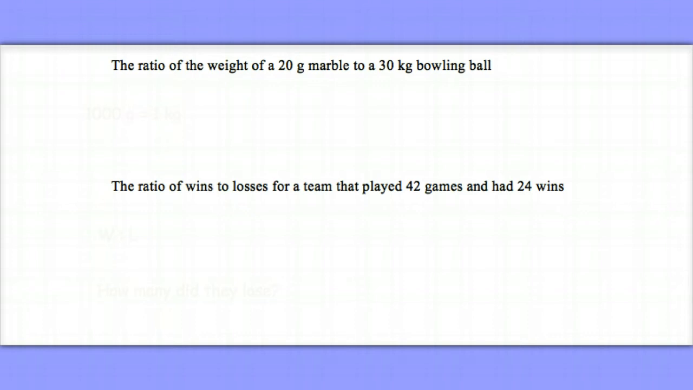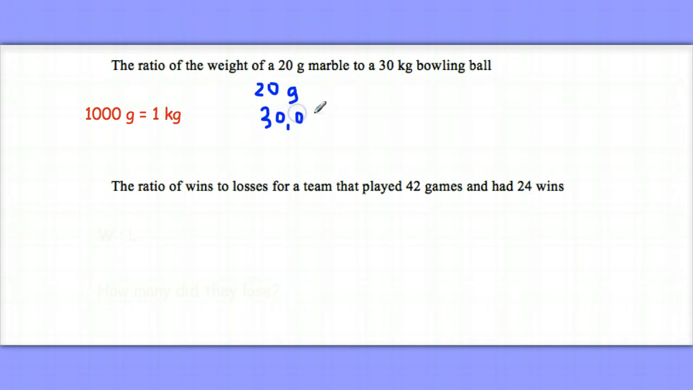Let's finish up by taking a look at two other examples here. We want to compare the weight of a marble with the weight of a bowling ball. Obviously, a bowling ball is a lot heavier than a marble. I'm going to change kilograms into grams, and I'm going to recall that there was 1,000 grams in a kilogram. So the comparison that I need to do here, if I'm going to compare the weight of the marble with the weight of the bowling ball, I need to change the kilograms into grams. So 1 kilogram is 1,000 grams, 30 kilograms is going to be 30,000 grams.